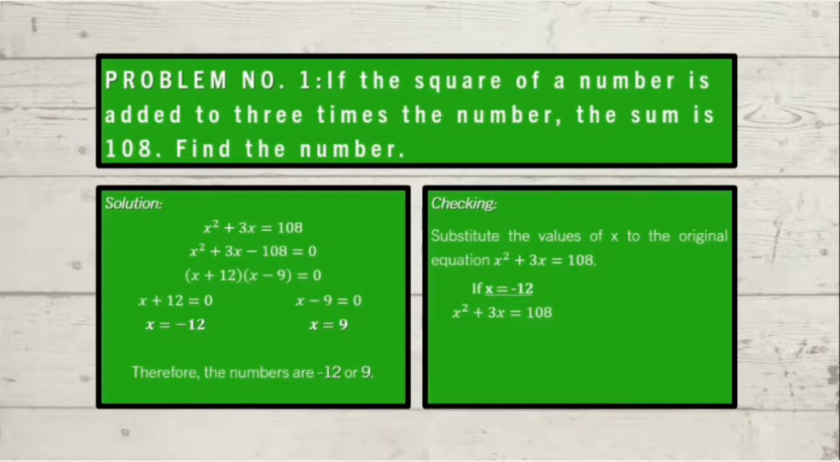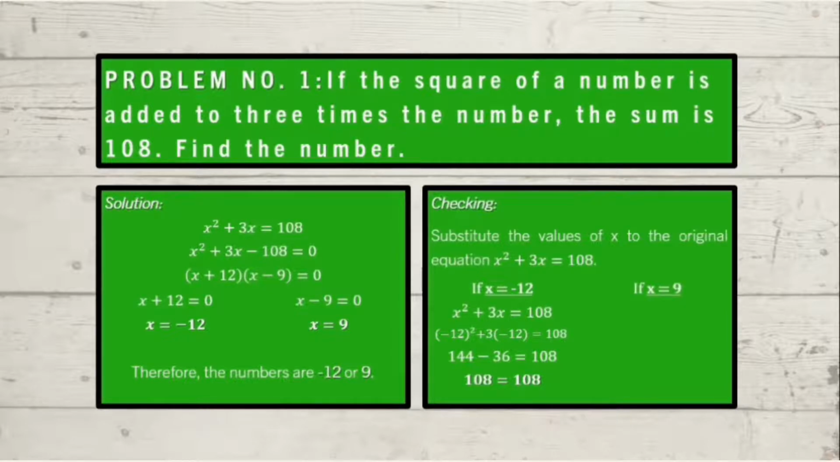x squared plus 3x is equal to 108 is our original equation. Just substitute the value of x, which is negative 12. Then, simplify. We will have 144 minus 36 is equal to 108. And it will result to 108 is equal to 108.